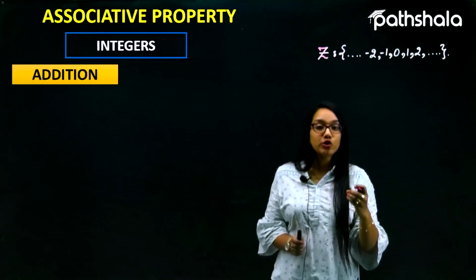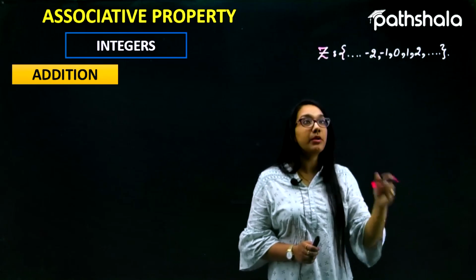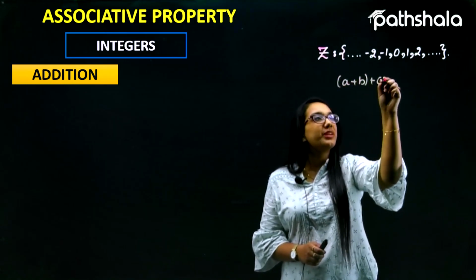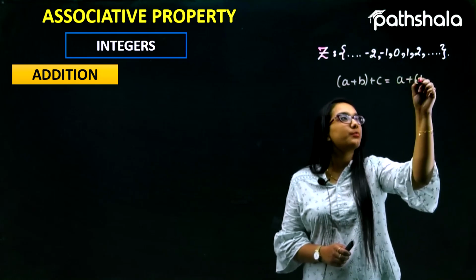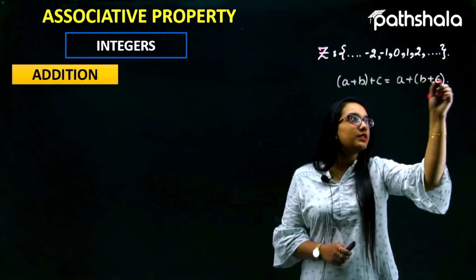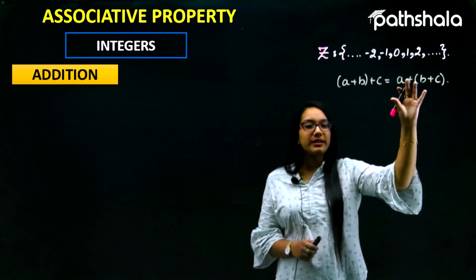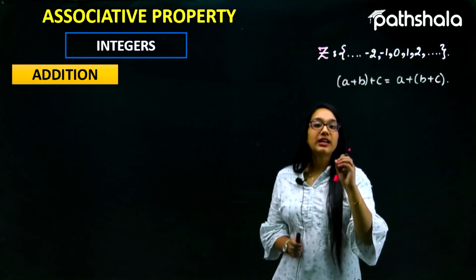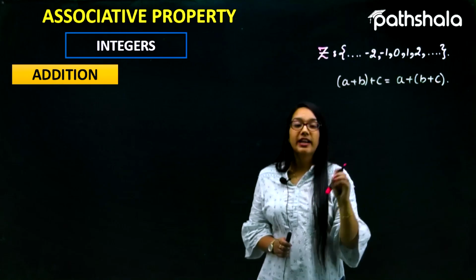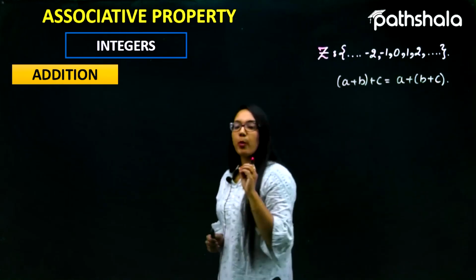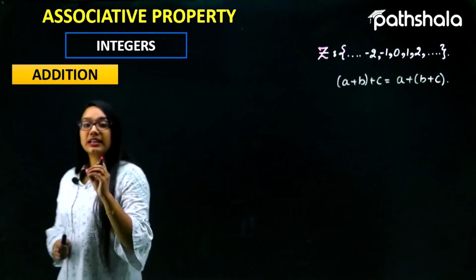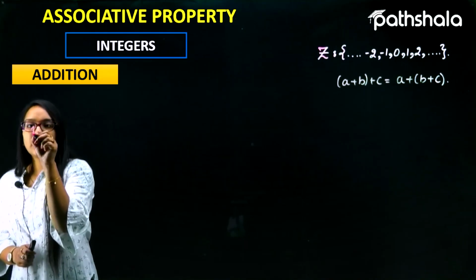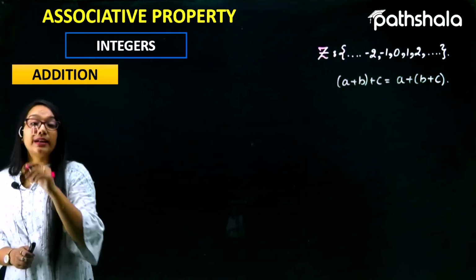That means we have to show that for any three numbers, (a + b) + c is equal to a + (b + c). If this condition holds, it means that the three integers are associative under addition. So let us suppose I am taking any three integers as -1, -2 and -3.